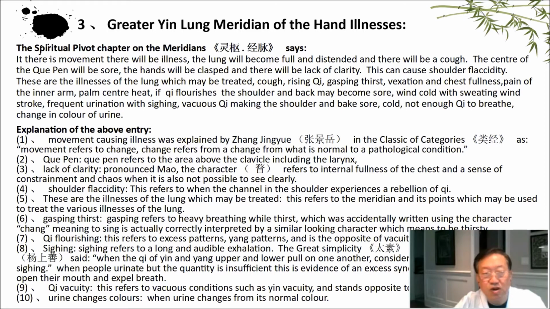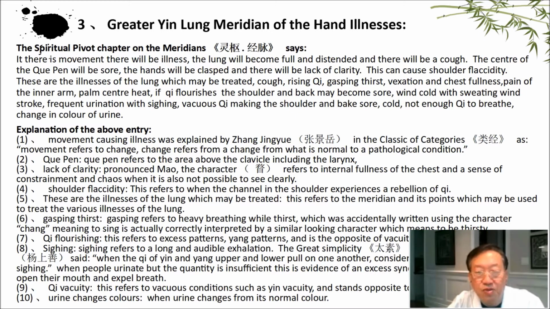3. Lack of clarity here is pronounced Mao. The character Mao refers to internal fullness of the chest and a sense of constrainment and chaos, when it's also not possible to see clearly. 4. Shoulder flaccidity. This refers to when the channel in the shoulders experiences a rebellion of qi. 5. These are the illnesses of the lungs which may be treated.